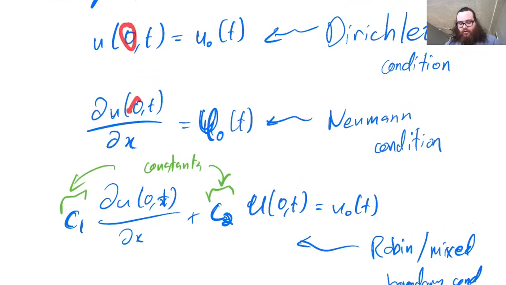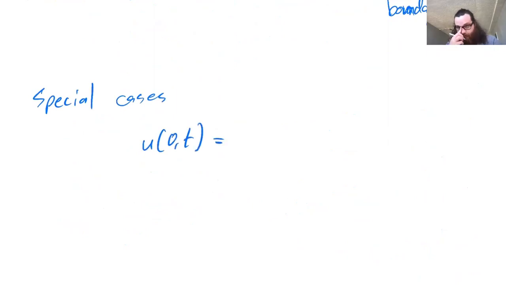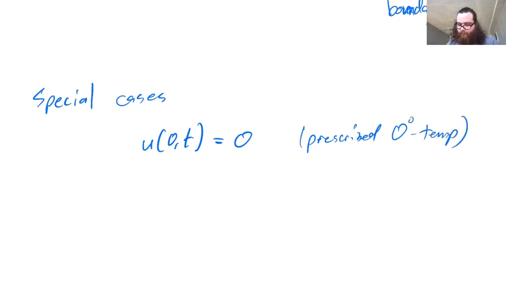I wrote these all in terms of the left endpoint of a rod. Replace that 0 with an L and you get the right endpoint conditions. One more comment maybe is that, of course, with special cases, we might say the temperature value at the boundary is 0. Okay, so this might be a prescribed zero temperature.